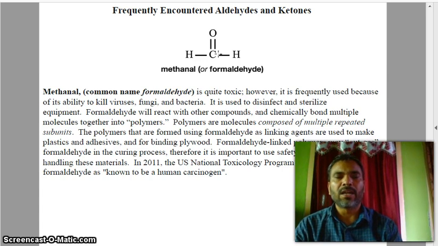The polymers that are formed using formaldehyde as linking agents are used to make plastics and adhesives, and for binding plywood. Formaldehyde-linked polymers may outgas formaldehyde in the curing process. Therefore, it is important to use safety precautions when handling these materials. In 2011, the US National Toxicology Program categorized formaldehyde as known to be a human carcinogen.